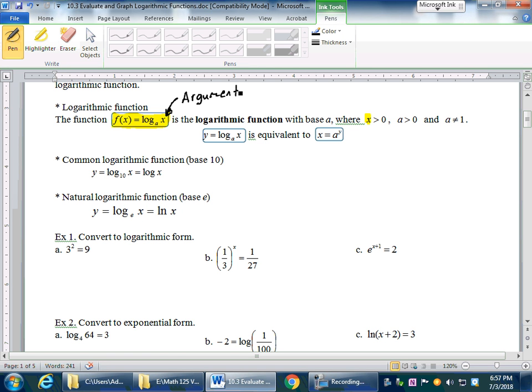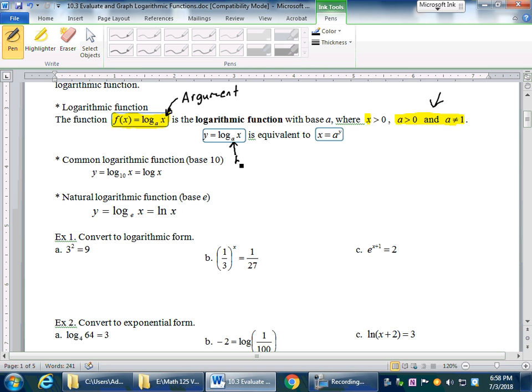So when the argument is greater than 0 and the base is greater than 0 and not equal to 1, because this is the inverse of a function, the requirement from the exponential is still there. That's the requirement from the exponential part. So the base has to be greater than 0 and not equal to 1. Then the logarithm equation can be rewritten in an exponential equivalent form. So that will become what?